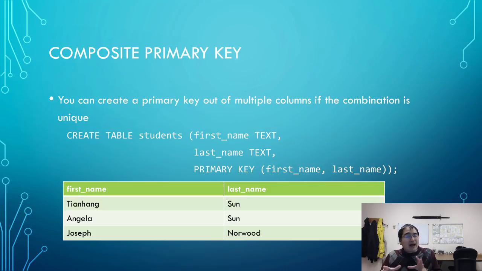Well, you basically add kind of a pseudo column to your table. So you have your first name column, you have your last name column, and then you have your primary key, which is built out of the combination of a first name and a last name.